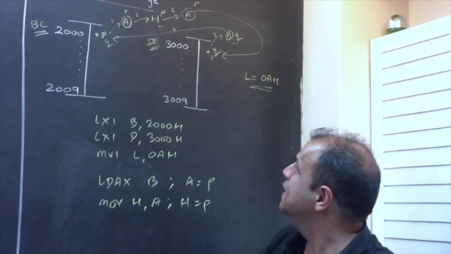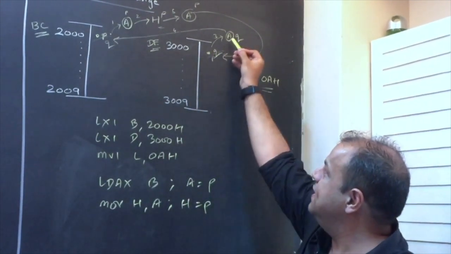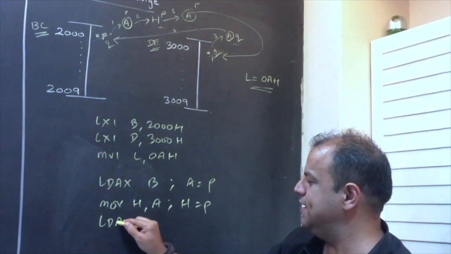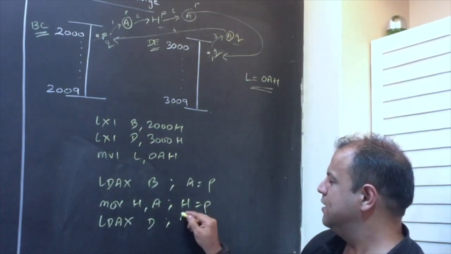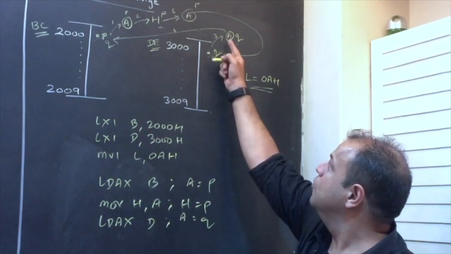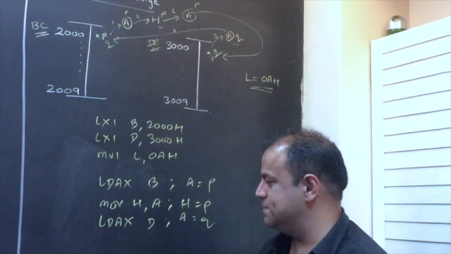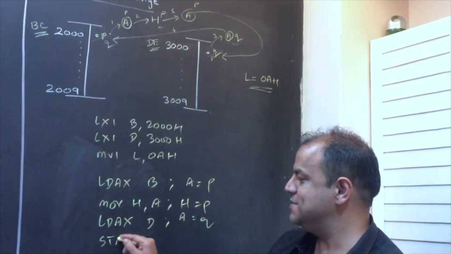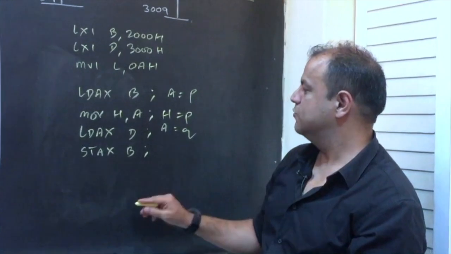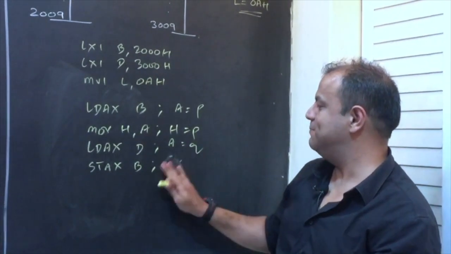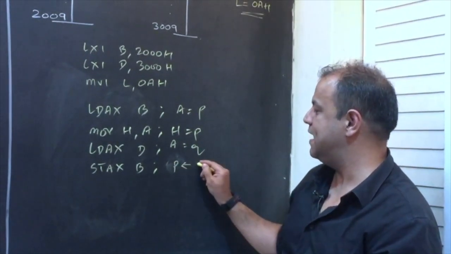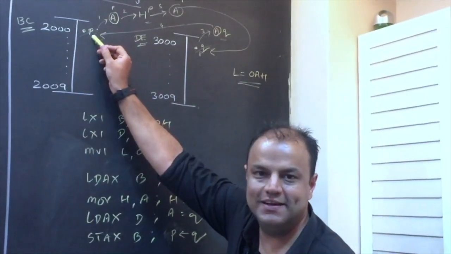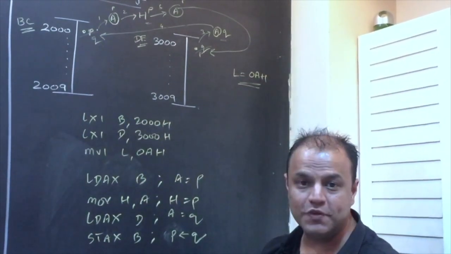Are you clear? Now, take the second data pointed by DE pair into A. LDAXD. Now, A is Q. From A, store it at the location pointed by BC pair, STAXB. So that means the location pointed by BC pair, which was initially P, has now become Q. Did you understand this? This location has become Q.